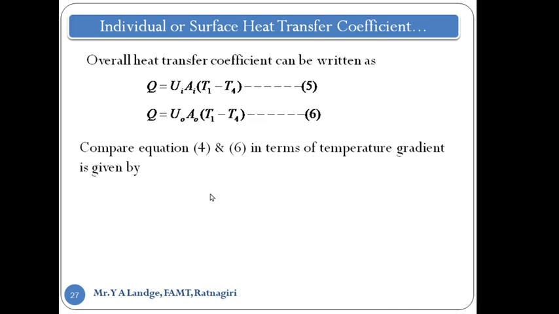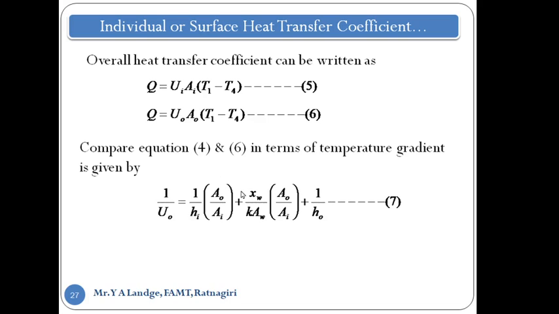Now what we do first, we compare equation number 4 and equation number 6 in terms of the temperature gradient. When we compare, we can write in terms of the overall heat transfer coefficient: 1 upon Uo is equal to Ao upon Ai times 1 upon Hi, plus Xw by Kaw in bracket Ao by Ai, plus 1 upon Ho. We give this equation number 7. So we are taking the overall heat transfer coefficient by consideration of the outer area, and we are writing this equation.